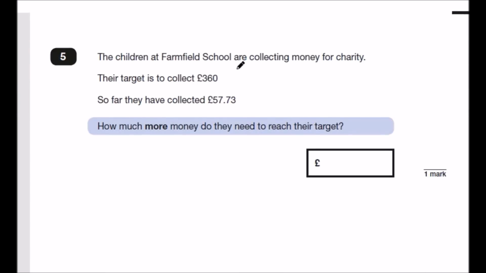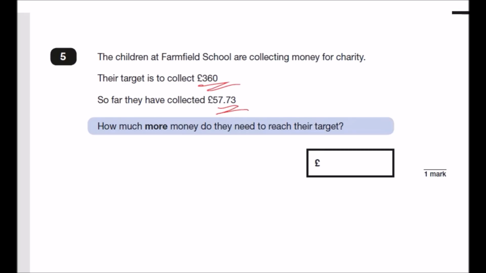So children at Farmfield School are collecting money for charity. Now this is a great school, nice kids. The target is to collect £360, so take note of that. So far, they've collected £57.73. How much more money do they need to reach this target of £360?